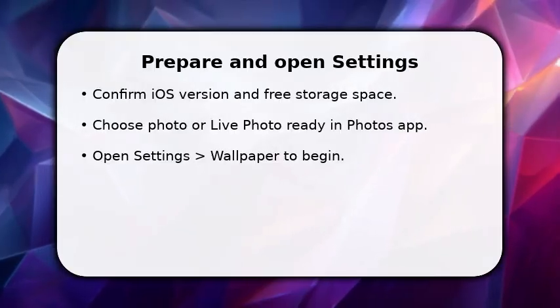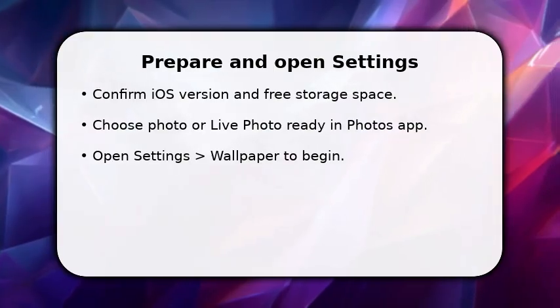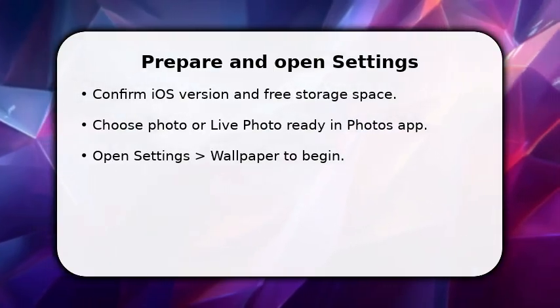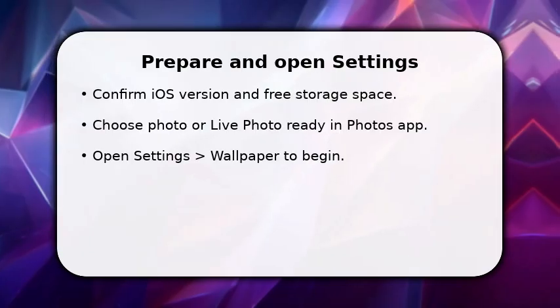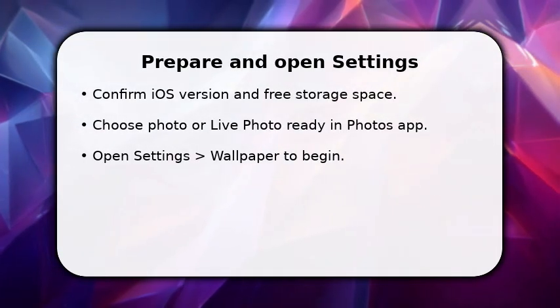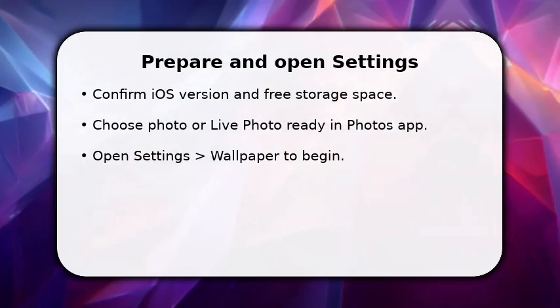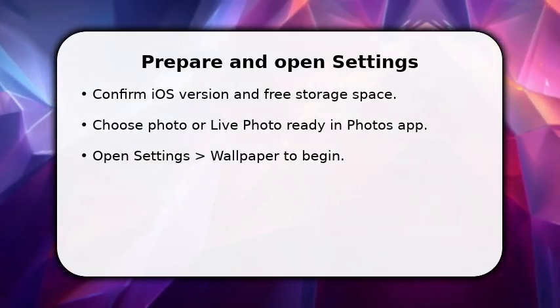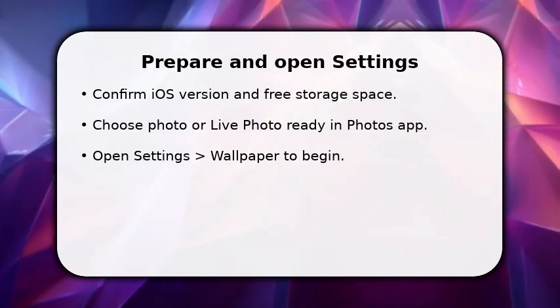You start by confirming your iPhone is updated and has enough storage so images load smoothly. Once done, pick the photo or live photo you want in Photos. This saves time later. Now open Settings and tap Wallpaper to begin the change. This path gives you the full control panel for previewing and positioning.